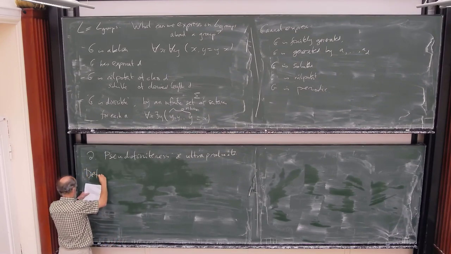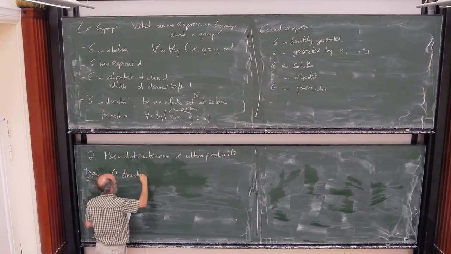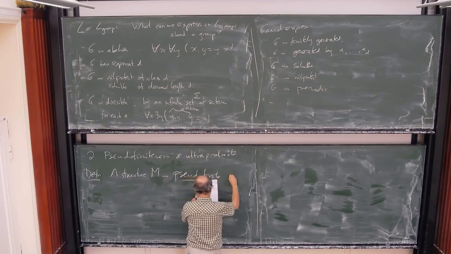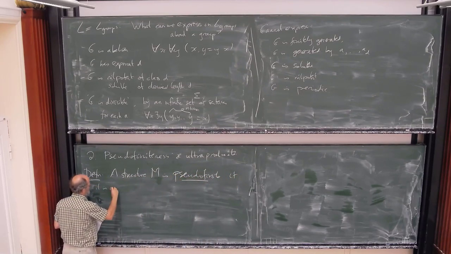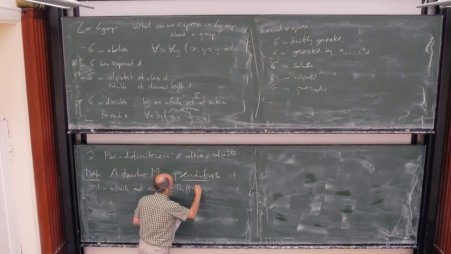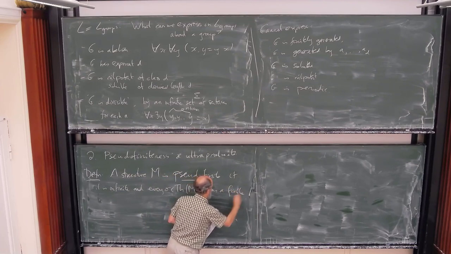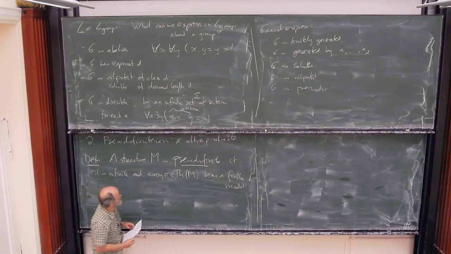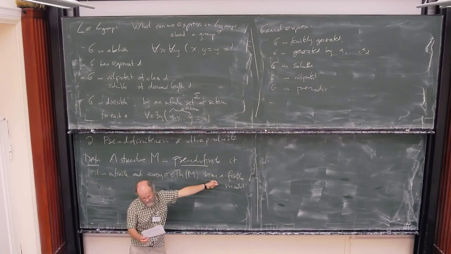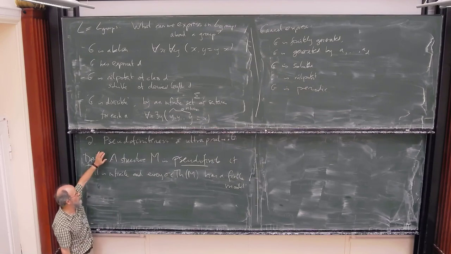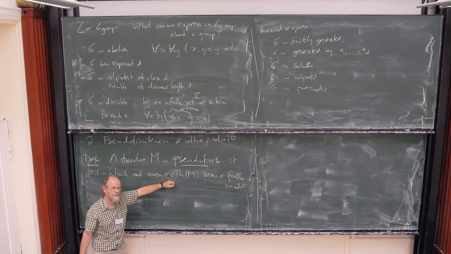So, definition. A structure M is pseudofinite, the way I'll define it, if it is infinite, and every sentence sigma true in the theory of M has a finite model. So every particular statement true of it is true in some finite structure. And you can just sort of trace around the negations. And so a pseudofinite group will be an infinite group with this property: every sentence is true of a finite group. Because you can build into the sentence that I'm a group, the axioms of groups.